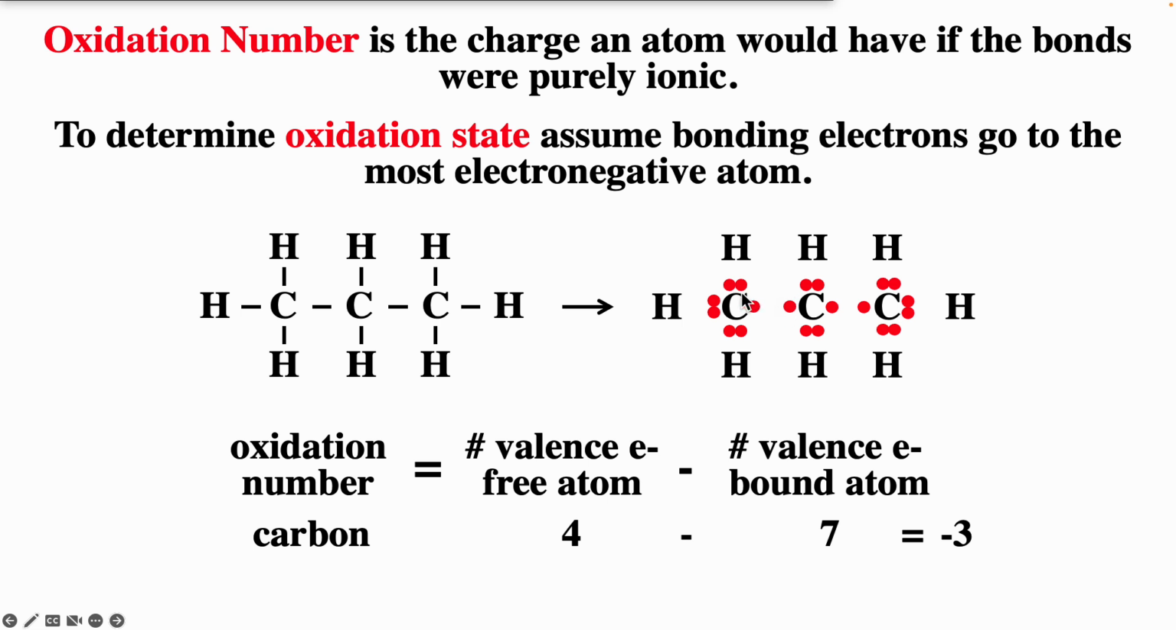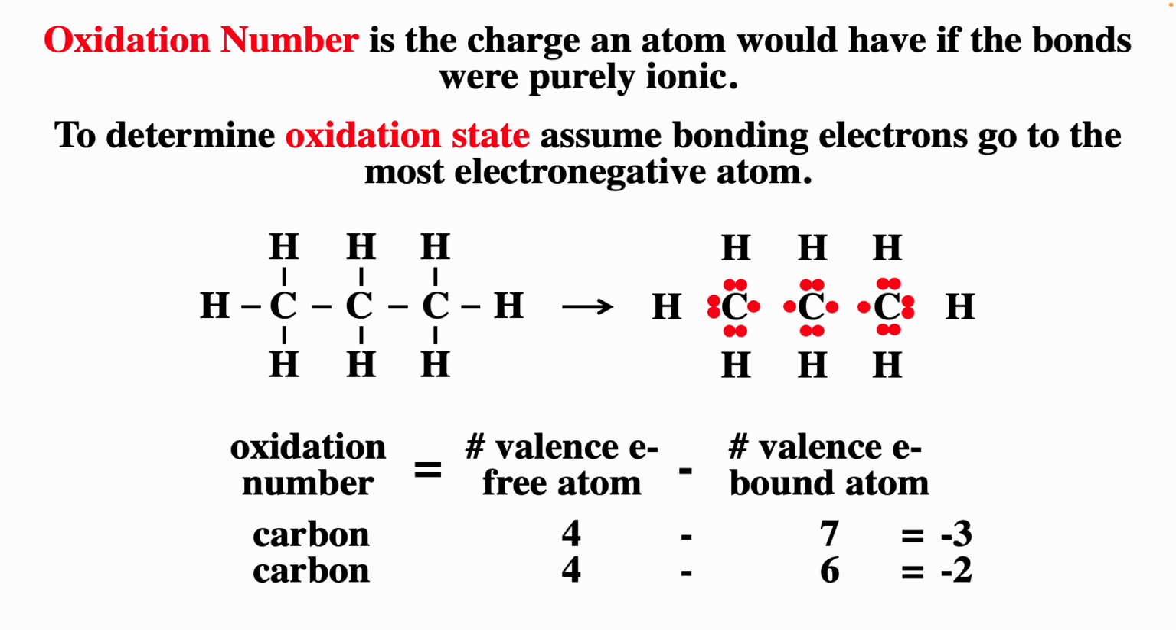And so 4 minus 2, 4, 6, 7, that gives us a minus 3. Now if we look at the carbon in the center, we have 4 minus 2, 4, 6, and that gives us a minus 2. And so the carbon on the ends have a minus 3 oxidation state, and the carbon in the center has a minus 2 oxidation state.